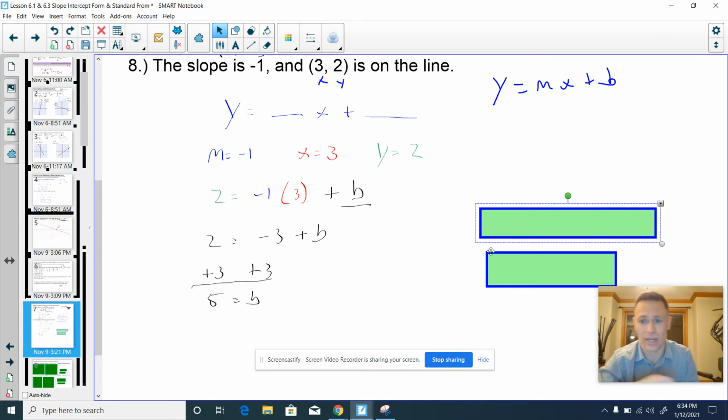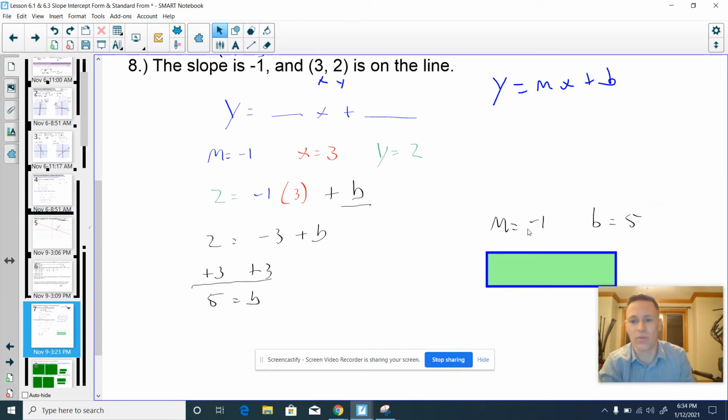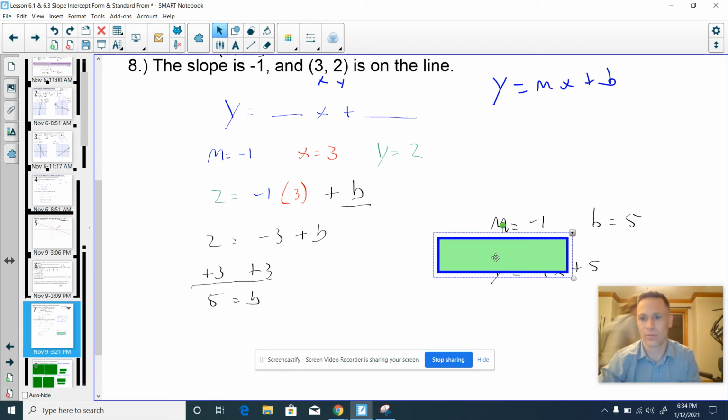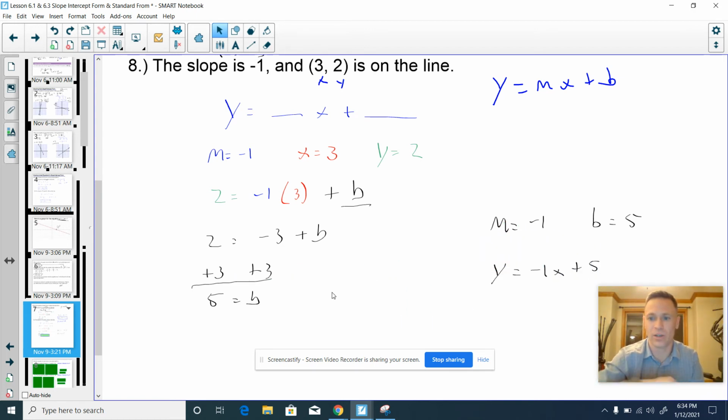So what do I know now? I know that my slope was -1. I substituted in that coordinate point 3, 2, solved for my y-intercept, and I got my y-intercept to be equal to 5. So I was able to write the equation then, y is equal to -1x plus 5.